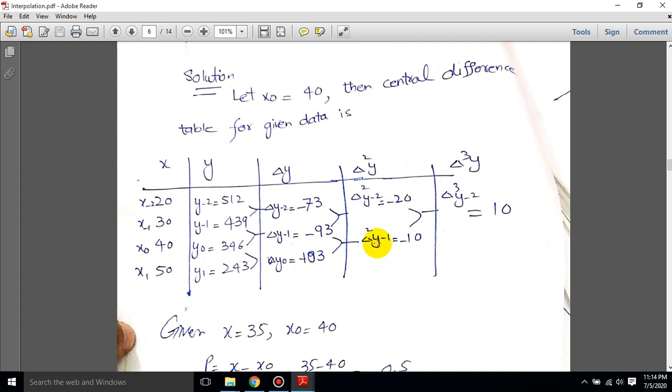And here del square y minus 1 will be equal to minus 103 plus 93, that will be equal to minus 10 here. And then we're going to move on to the last value, del cube y minus 1, which will be equal to 10 here. Now see here.